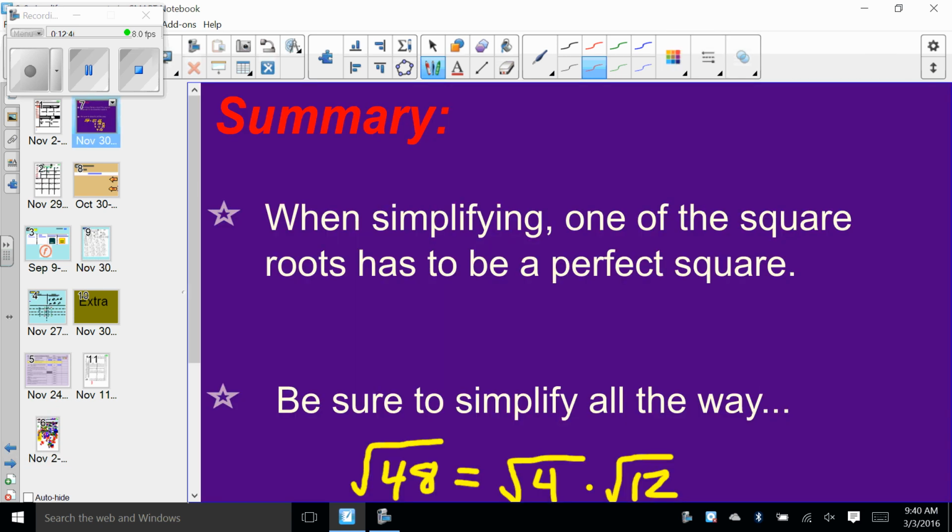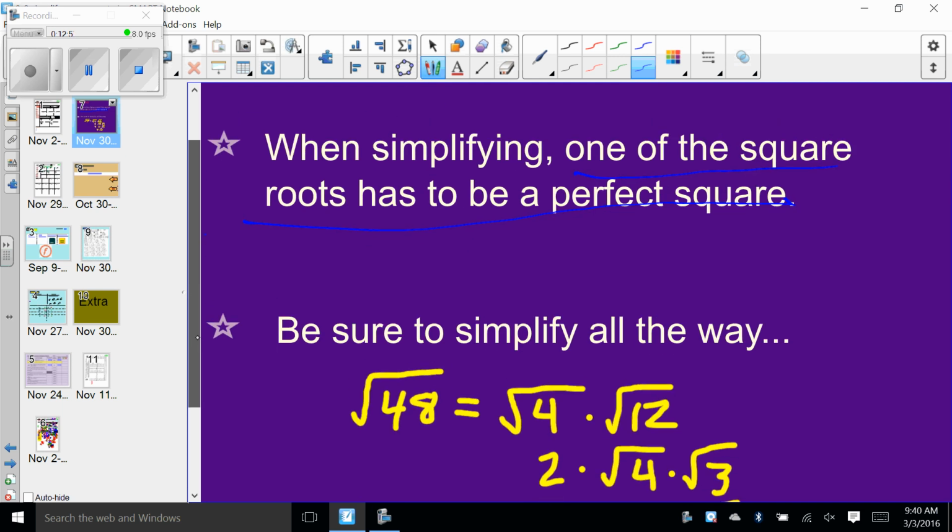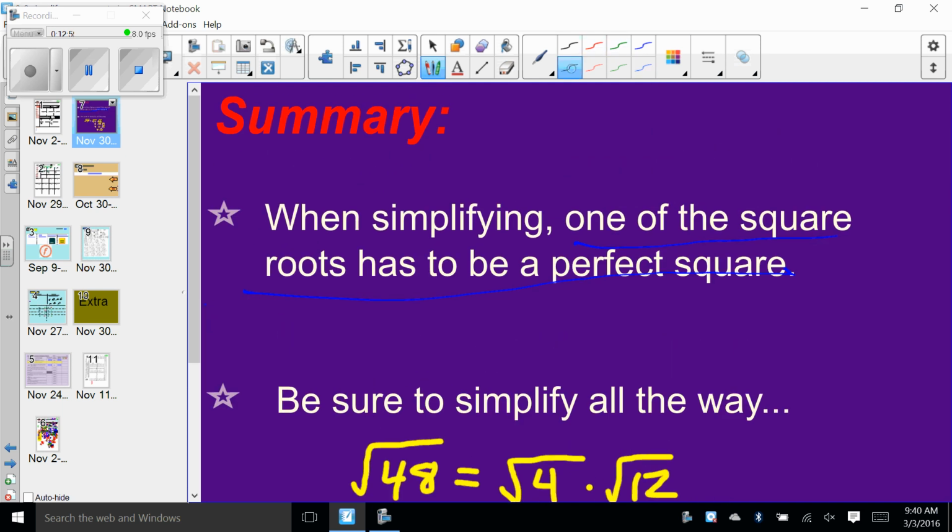So now for our summaries today. Remember, when simplifying, one of the square roots has to be a perfect square. So when you break up that tree diagram, you have to have one a perfect square. So what I mean by that, if you were breaking apart the square root of 18, when you split, one of these has to be a perfect square. So for example, the square root 9 would work.